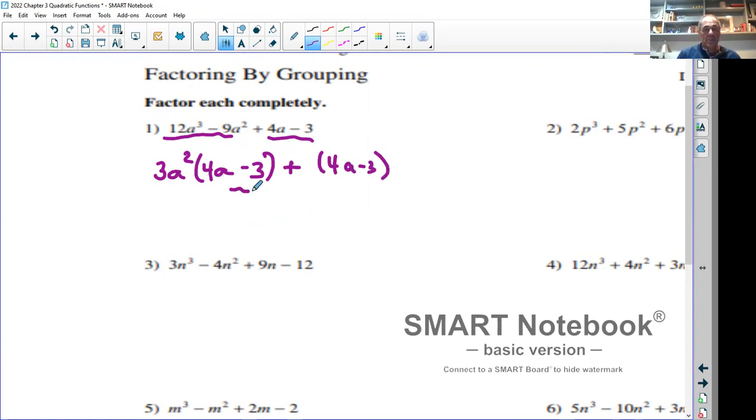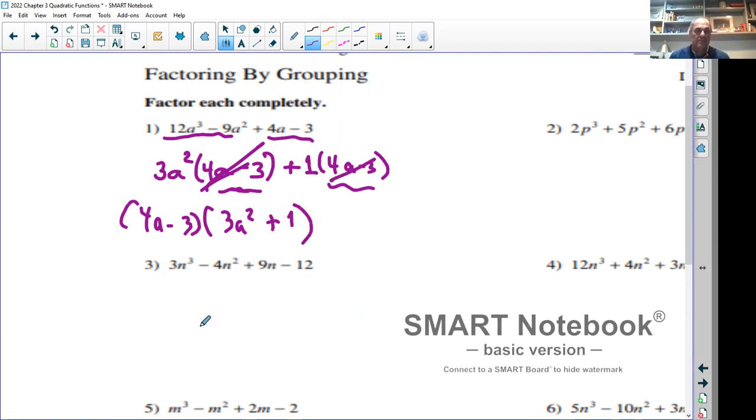And it works because we need to get the 2 parentheses in common. And once you have that, that becomes a GCF zone. So we can pull out a 4a minus 3. If we pull it out or remove it from here, I get 3a squared. Now, what if I remove from here? Well, it's really a 1 there. That's it. If you want to check, you always check this by foiling.